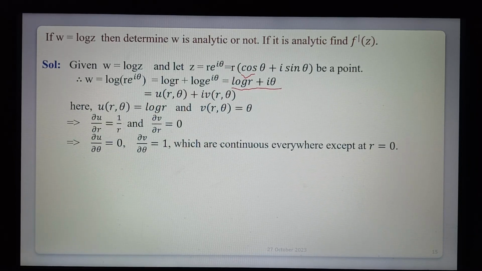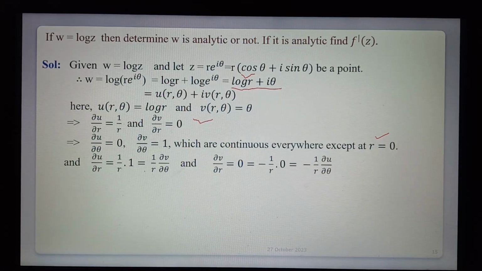These are continuous everywhere, because 1 by r is defined except at 0, and the other is a constant. If r is equal to 0, it is not defined. So except 0, all values are continuous.